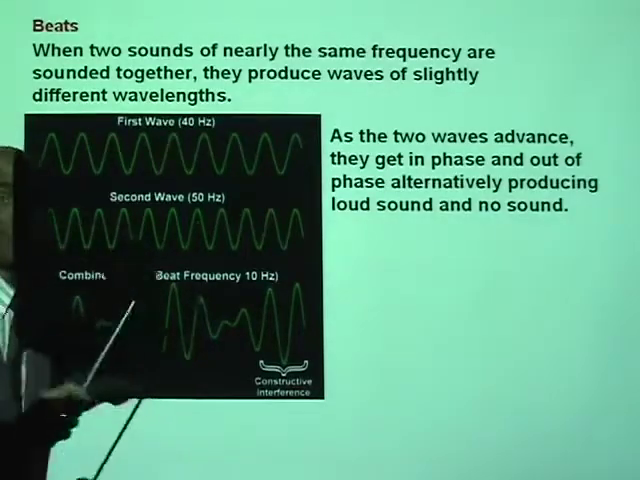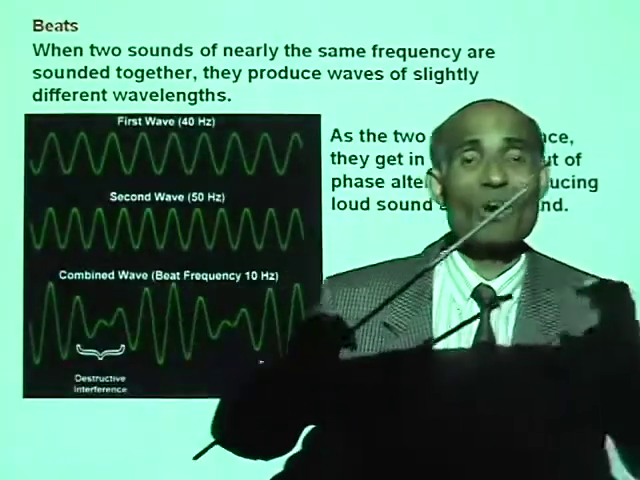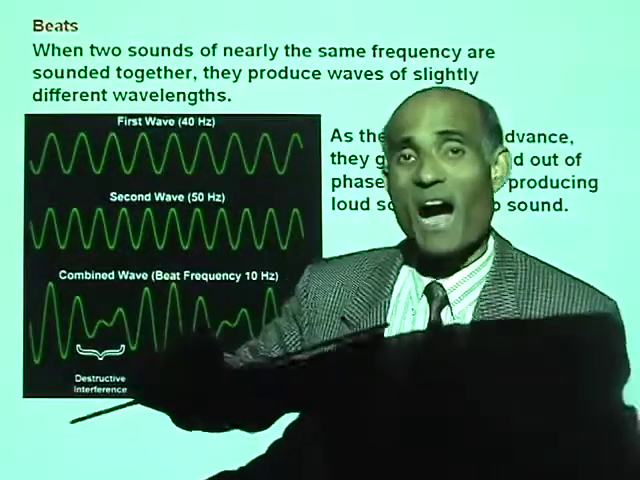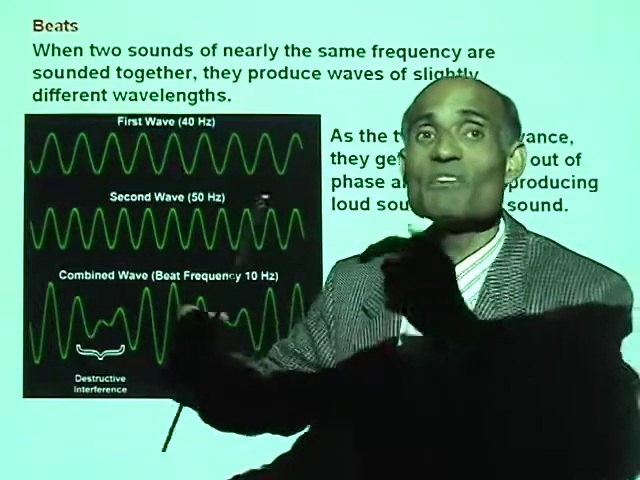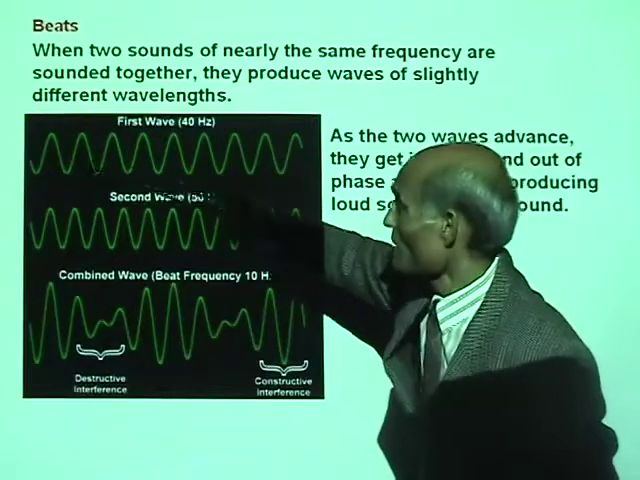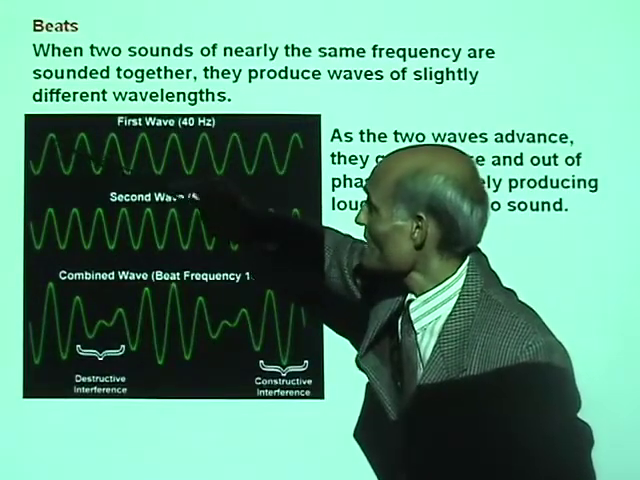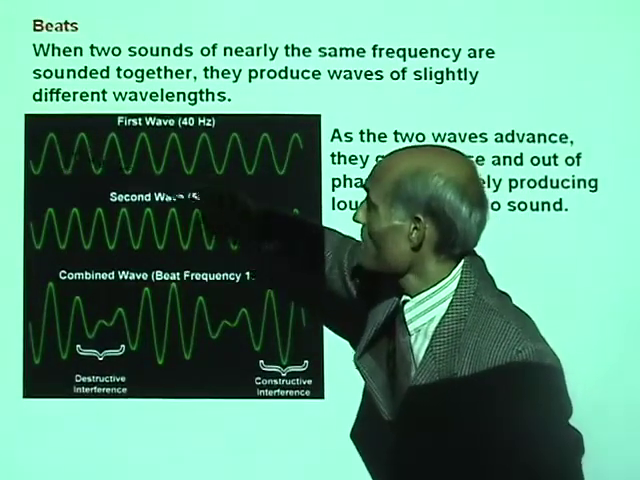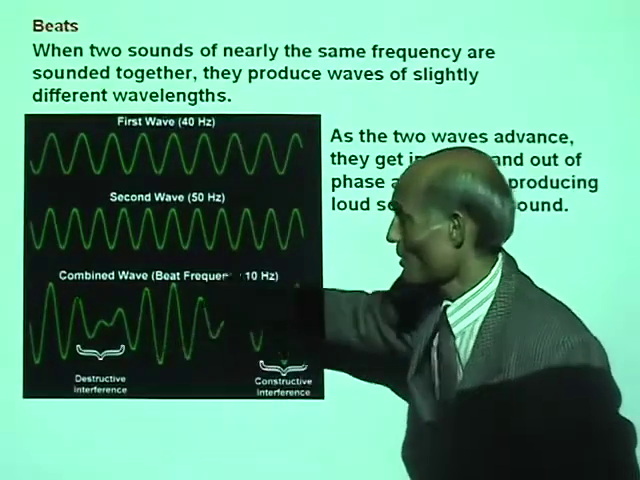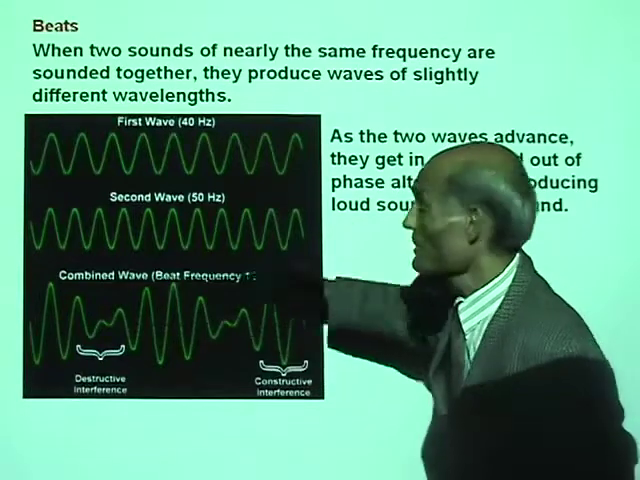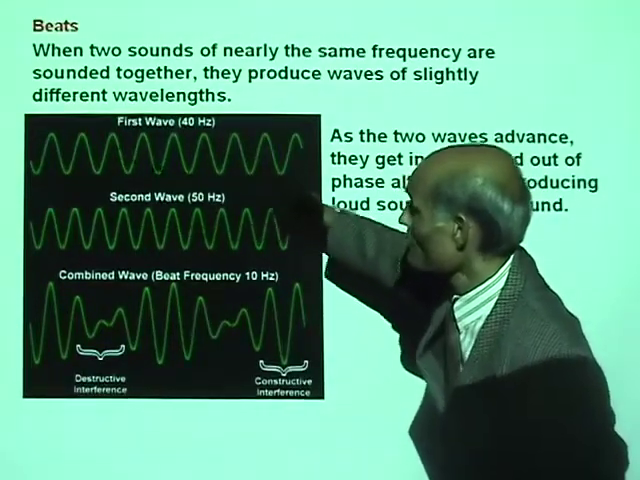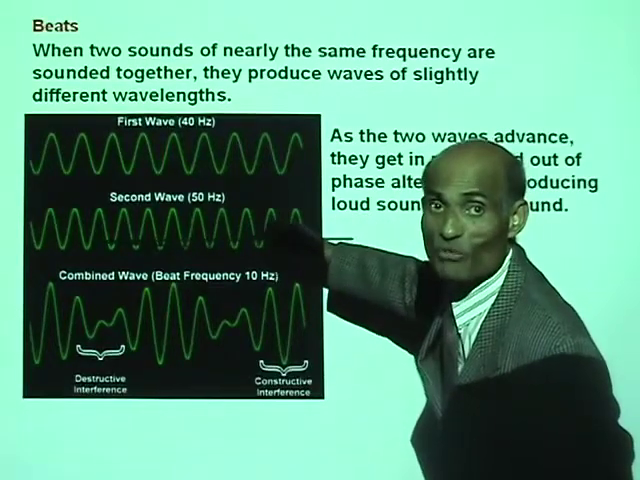As these two waves advance, what you will hear is they will get in phase, out of phase, in phase, out of phase continuously. Look at this. They are in phase, the crest, the compression falls on compression. You get a big wave. A compression falls on rarefaction.